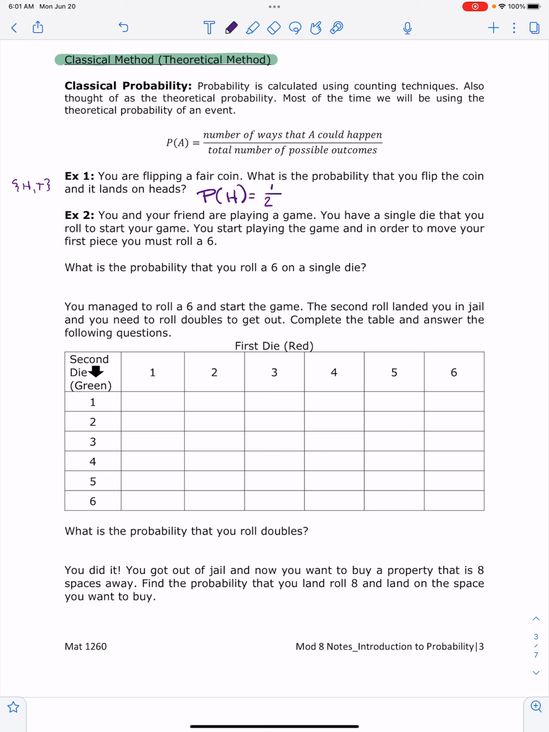Example 2, you're playing a game. You have a single die that you roll to start. You start playing the game, and in order to move your first piece, you must roll a 6. So consider first what our sample space is for a roll of a die. I got 1, 2, 3, 4, 5, and 6. If I want the probability that I roll a 6, there is only one way that can happen. There's my 6, out of the 6 possibilities on the die.